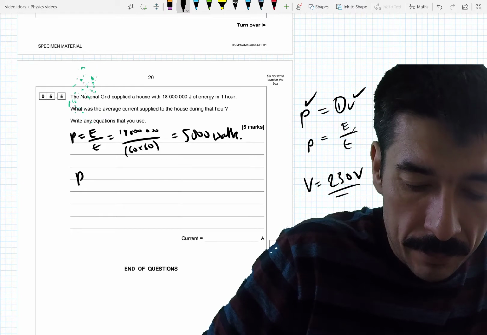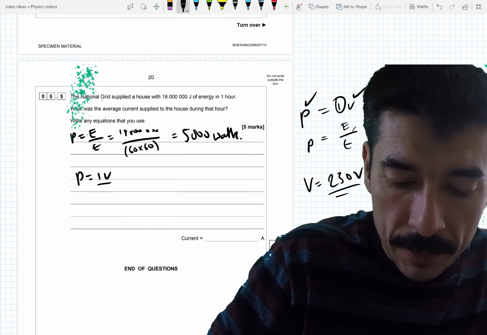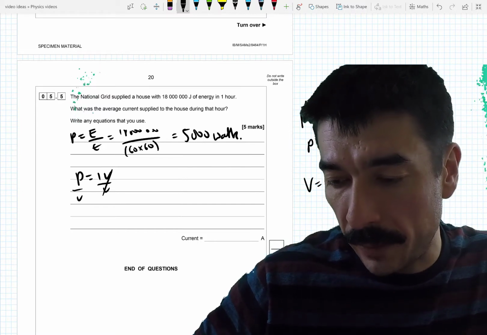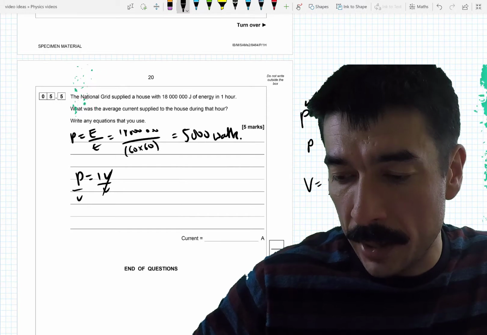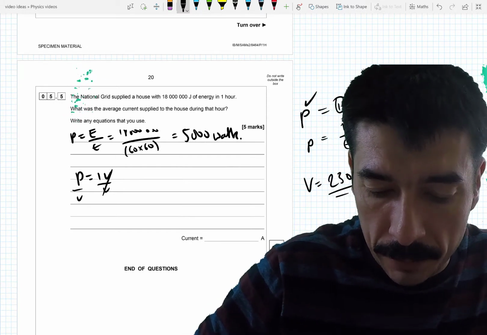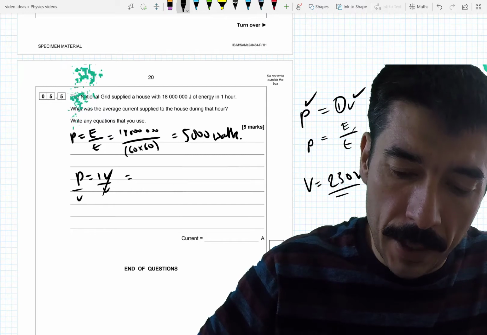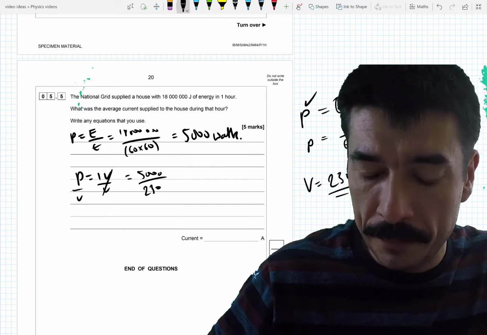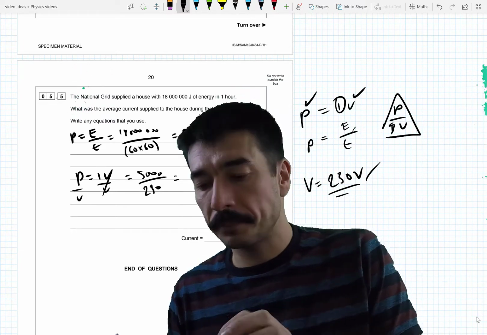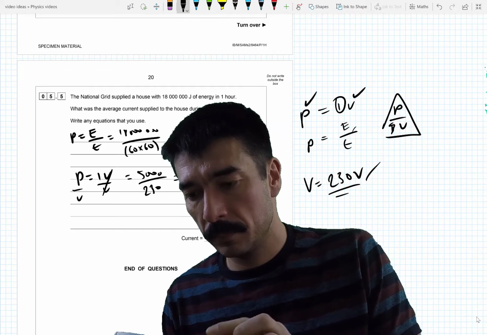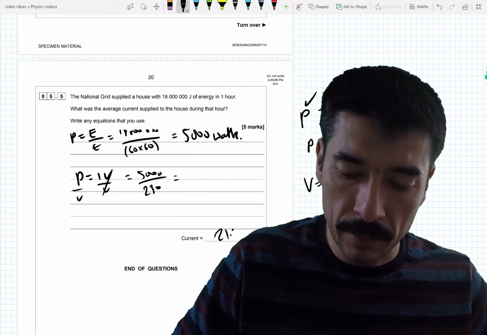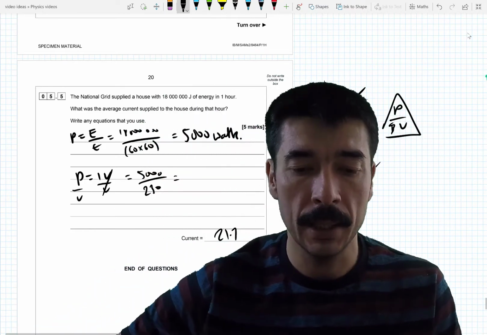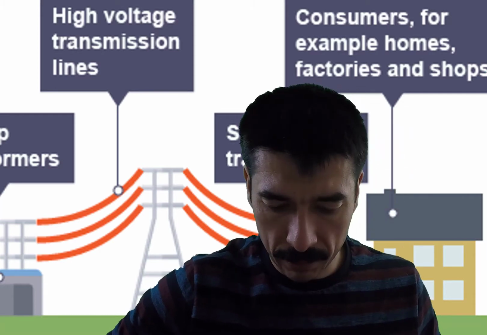Okay, so P equals IV. Rearrange for I, divide both sides by V. Again, if you want this in a triangle, P's on top, IV on the bottom. You're trying to get I, so cover I. It's P over V. So I'm going to do P divided by V, power 5,000 divided by 230, which is something you need to know from memory. 5,000 divided by 230 is 21.7 amps. Okay, so we'll check the mark scheme and see how we did there.